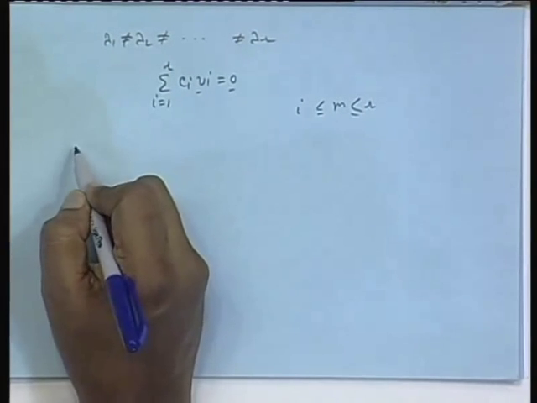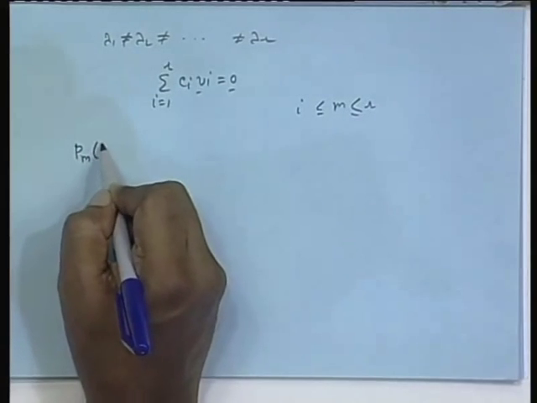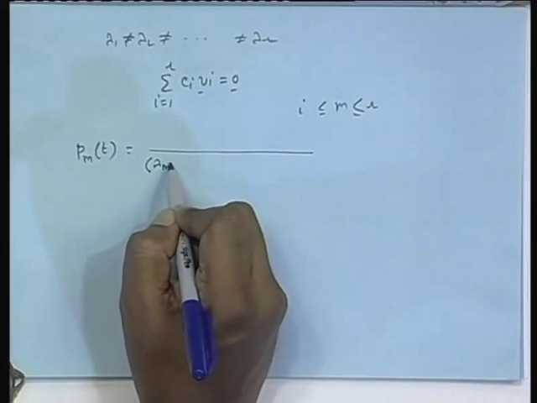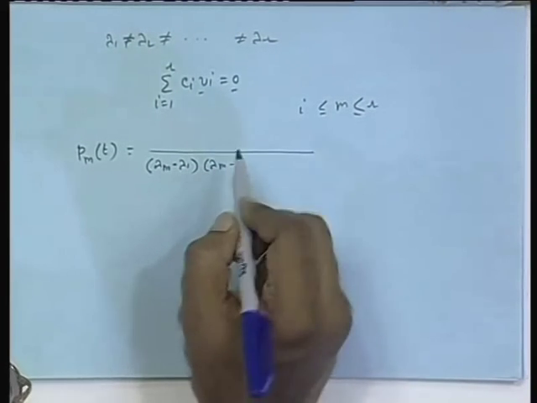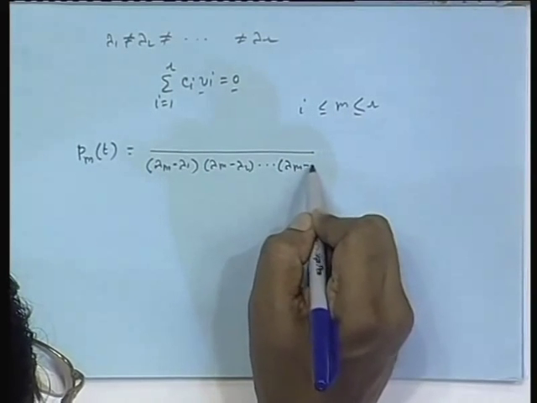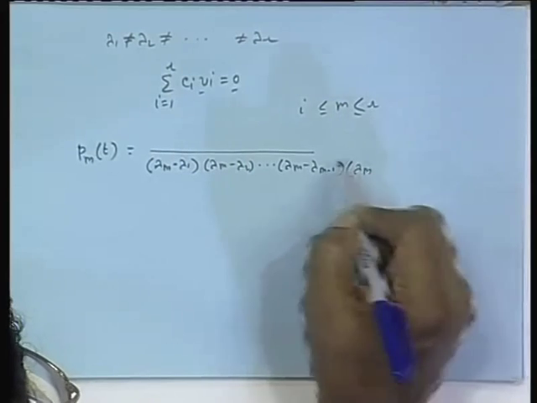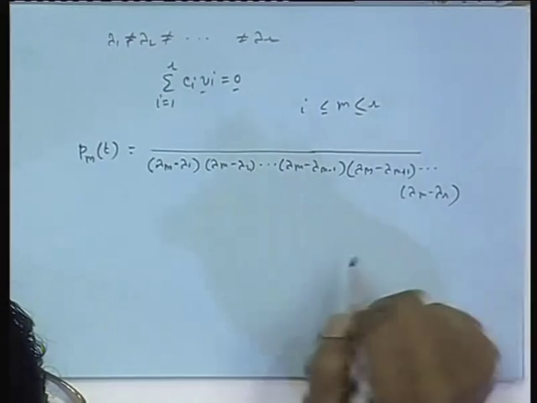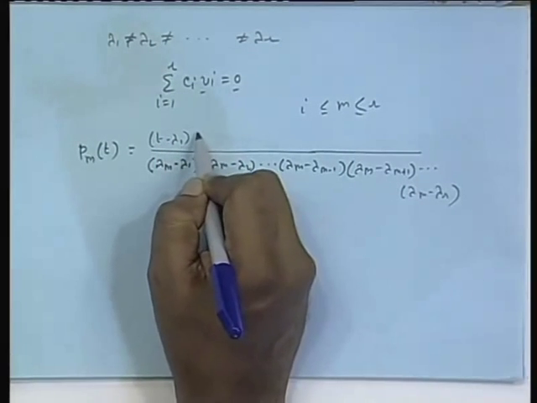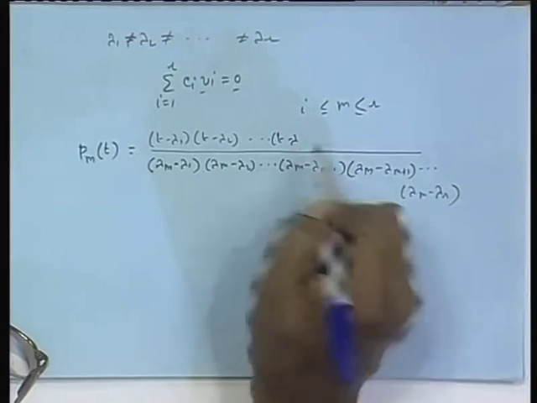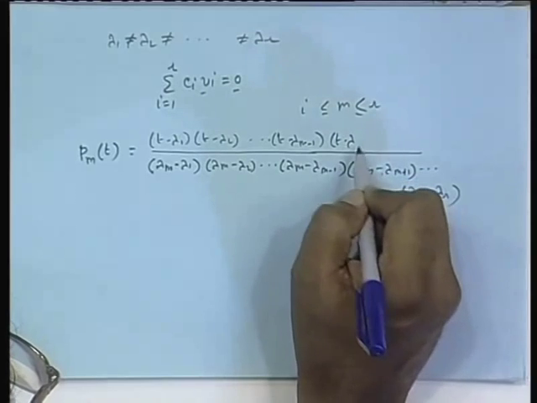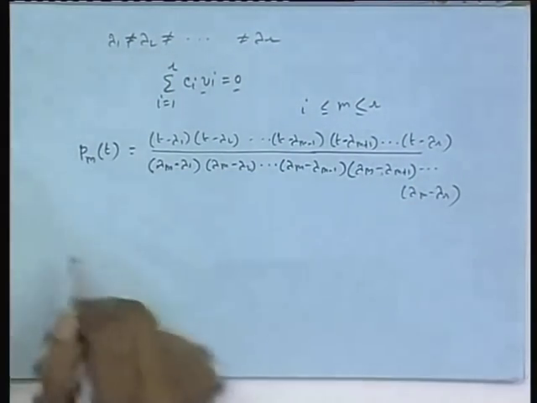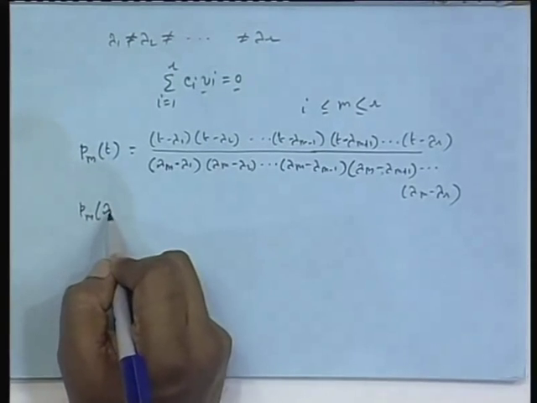Suppose I form a polynomial p m of t as this. Here I take lambda m minus lambda 1, lambda m minus lambda 2, and so on, up to lambda m minus lambda m minus 1, and then I skip lambda m minus lambda m and go on to lambda m minus lambda m plus 1, up to lambda m minus lambda r. And here again, t minus lambda 1, t minus lambda 2, ..., t minus lambda m minus 1, and then t minus lambda m plus 1, up to t minus lambda r. What is the property of this? If you replace t by lambda m, what do you get?